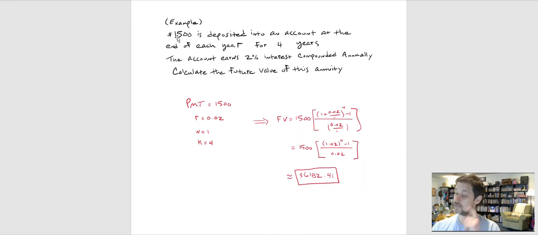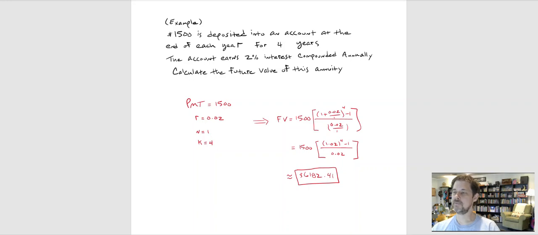Once again, $1,500 is deposited into an account at the end of each year for 4 years. We earn 2% interest compounded annually. Calculate the future value. All right, well, the payment's $1,500. The interest rate as a decimal, 0.02. We're going to have one compounding, or one period, per year. Okay, so if we're going to make our payments annually, that's going to be one per year.